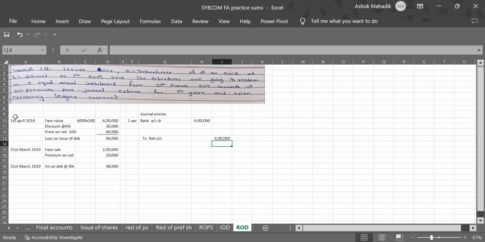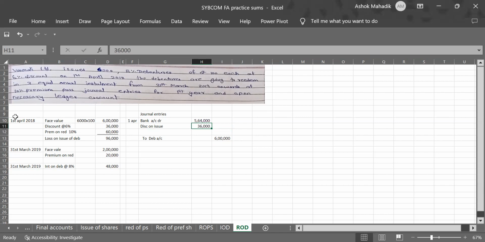But we are issuing these debentures at 6% discount. So we'll receive 6% less amount on issue. So instead of 6 lakhs, we'll receive less. How much less? 36,000. Okay. So discount on issue, 36,000. So instead of 6 lakhs, you will receive only 5 lakhs 64,000, right?